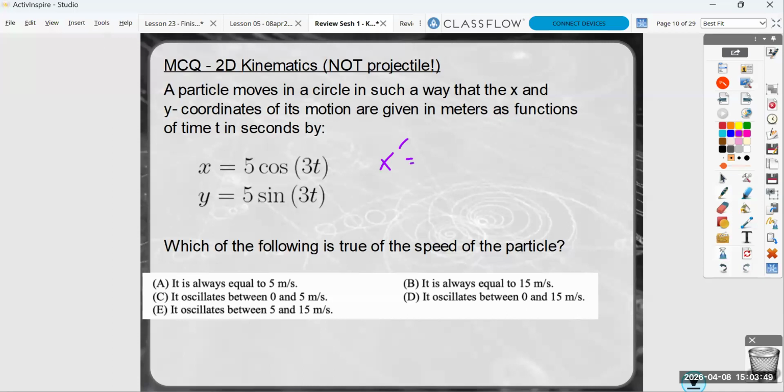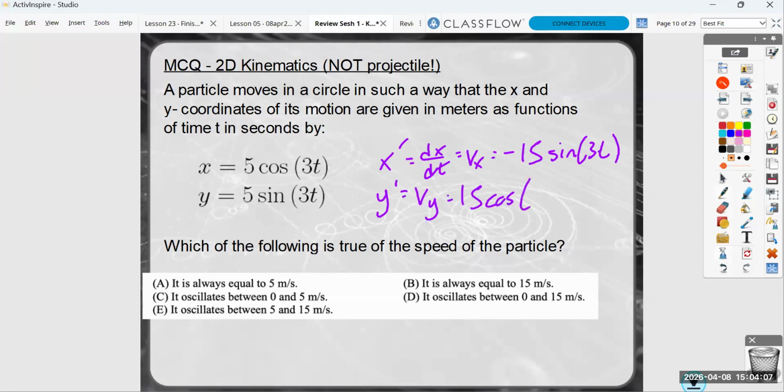Yeah, so I could do x prime here, which you can think about as being the x component of the velocity. So I get negative 15 sine 3t. My y prime, which would be my y velocity, would be 15 cosine 3t. And it's very tempting here. I'm going to play the part of the very tempting person, be like, aha, sine and cosine, oh, it oscillates, right? It oscillates.